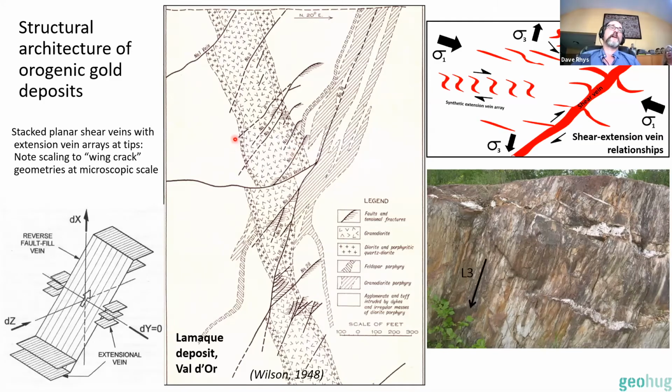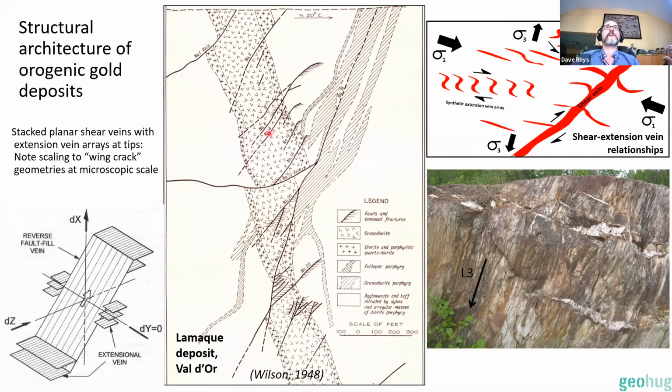This is the Lamaque deposit in Val d'Or in Quebec looking to the west, and you can see these beautiful stacked shear veins that are forming up this rheological contrast, this competent unit, offsetting some of the unit, and then terminating in the weaker wall rocks with these horsetails at the tip to form this overall wing crack geometry like you see at the lower left here.